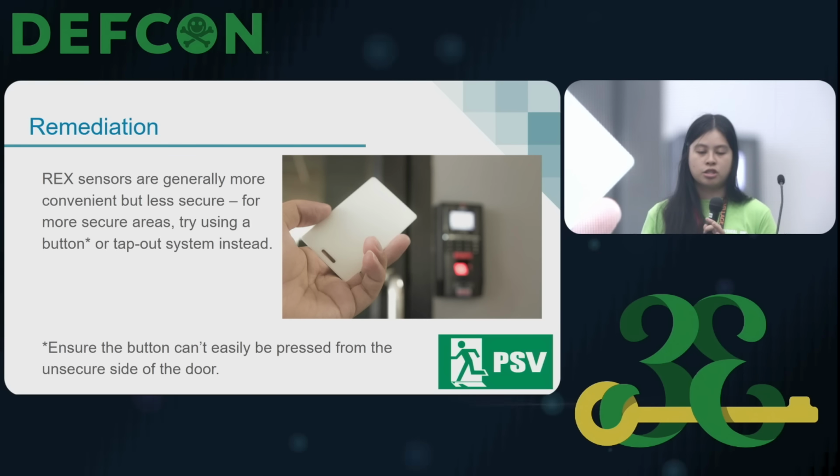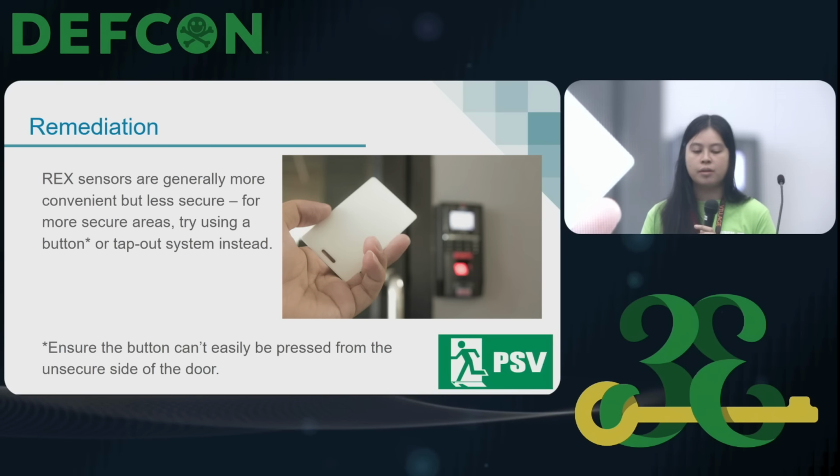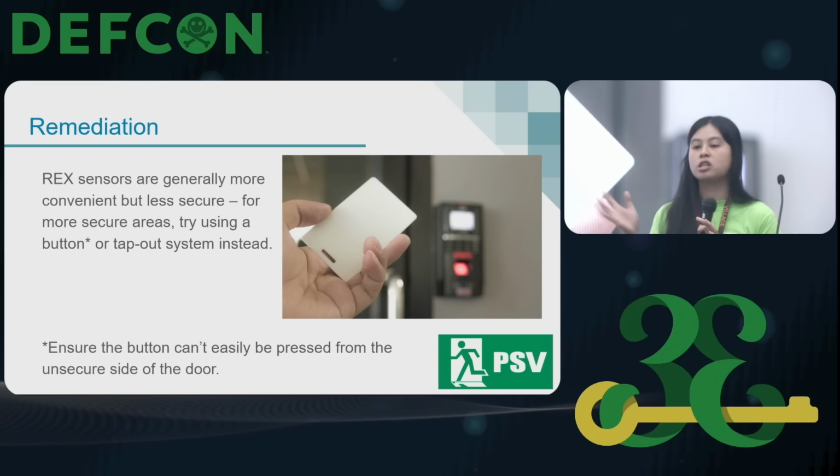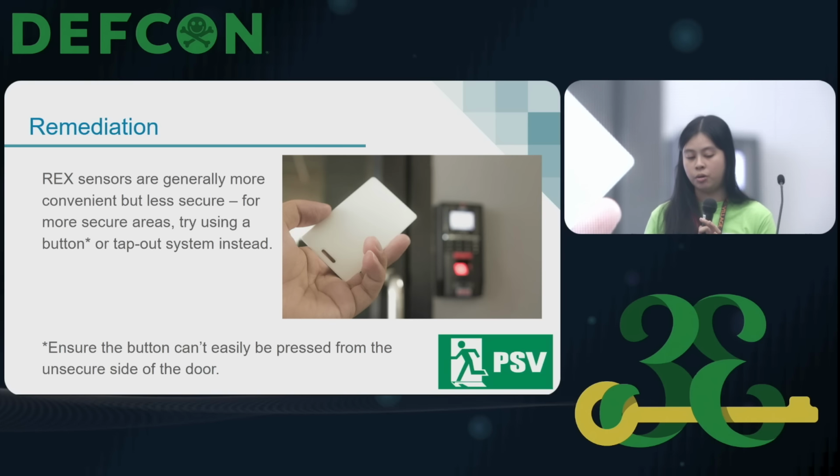These rec sensors give you convenience. It means you don't have to tap your credential to get out. It means you don't have to push a button or do anything. You just walk towards the door and it unlocks it for you. But if it is a space where you need it to be more secure, consider a different method.